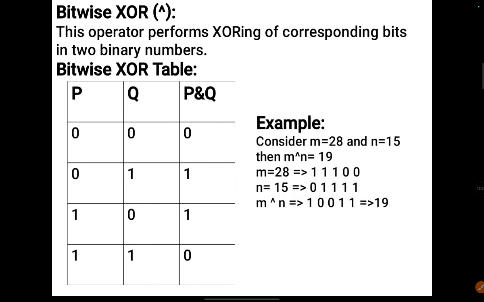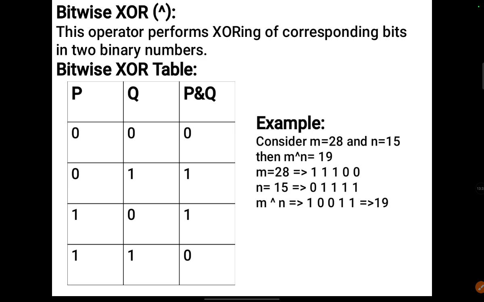Bitwise XOR: this operator performs XORing of corresponding bits in two binary numbers. This is the bitwise XOR table. If both are 0, it returns 0. One is 0 and another one is 1, it returns 1. One is 1 and another one is 0, it returns 1. If both are 1, it returns 0.